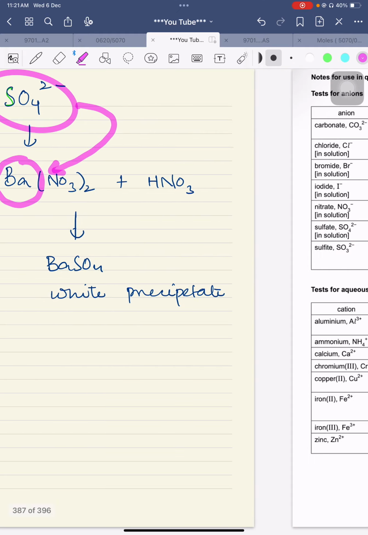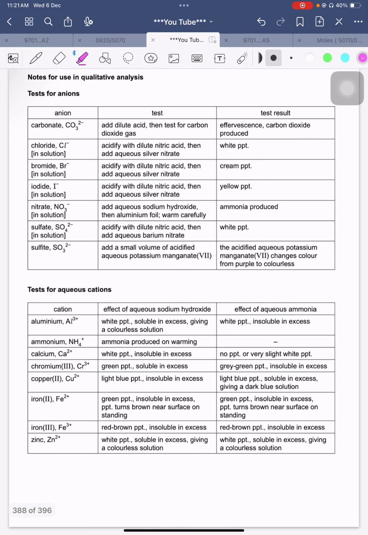Again I'm on the same page. Okay, guys, look here. So now it is carbonate, and for carbonate, this is the test. For chlorides, I am telling you again and again that these are called the halide ions. This is the test for nitrate, this is the test for sulfate, and this is the test for sulfite.